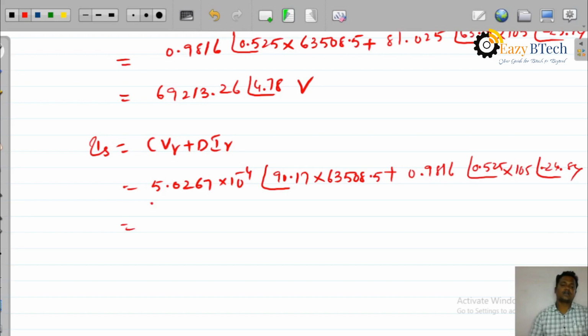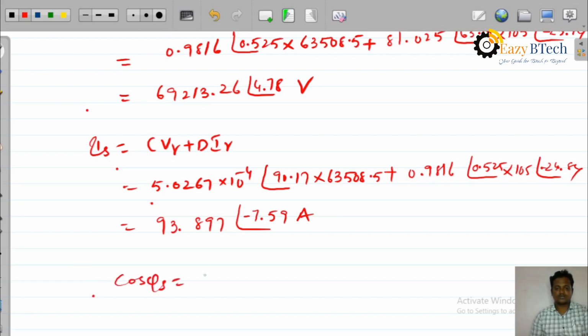The sending end current equals, we know the formula, CVR plus DIR. Now the value of Is, for calculating this, we get 93.897 at an angle minus 7.59 amperes. Therefore, the sending end power factor cos phi s equals cos of 4.78 plus 7.59. You get the sending end power factor.